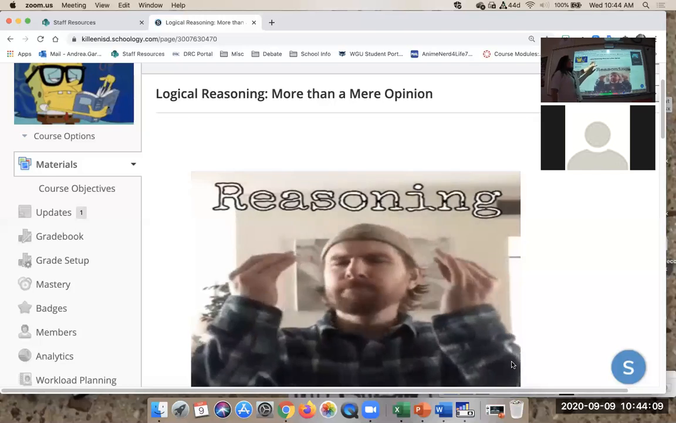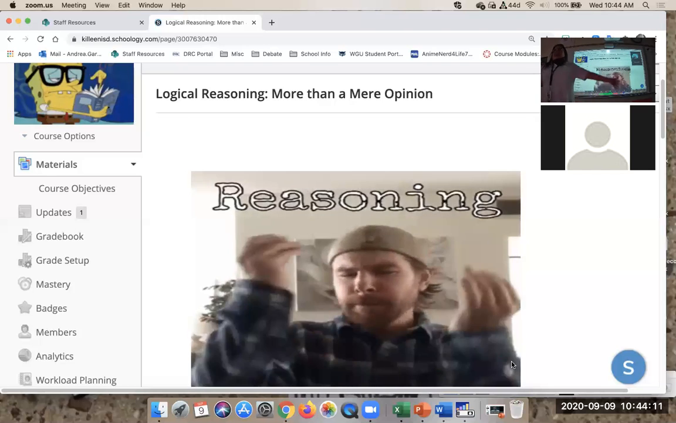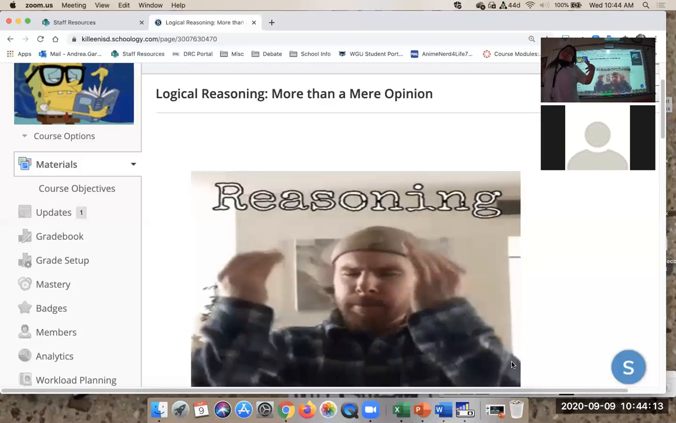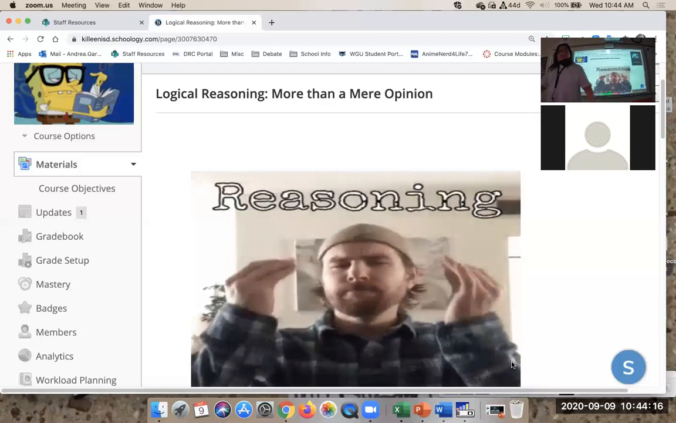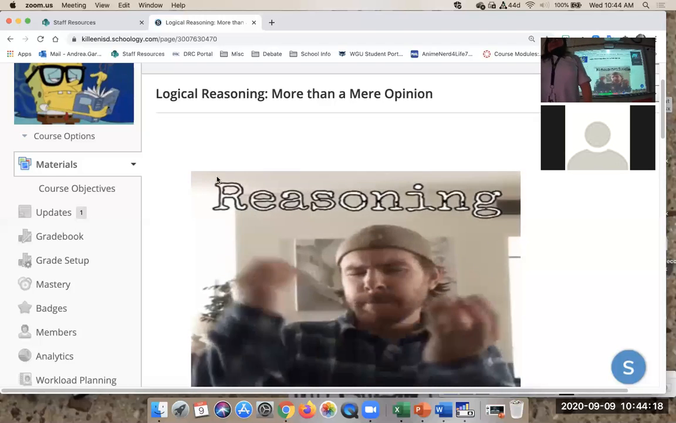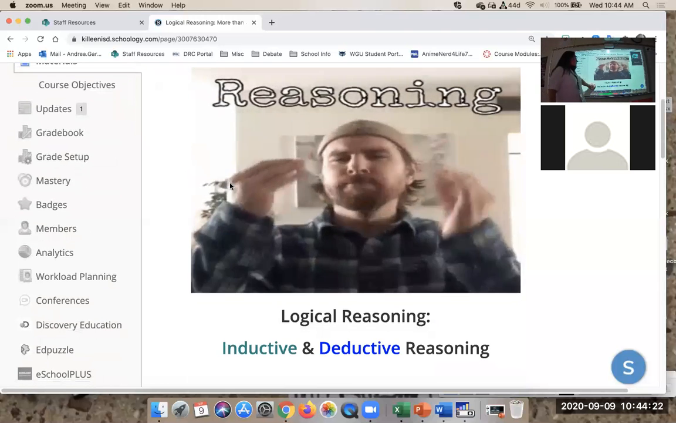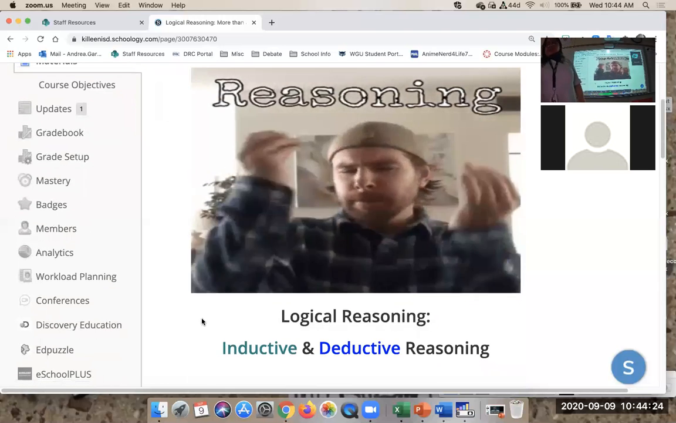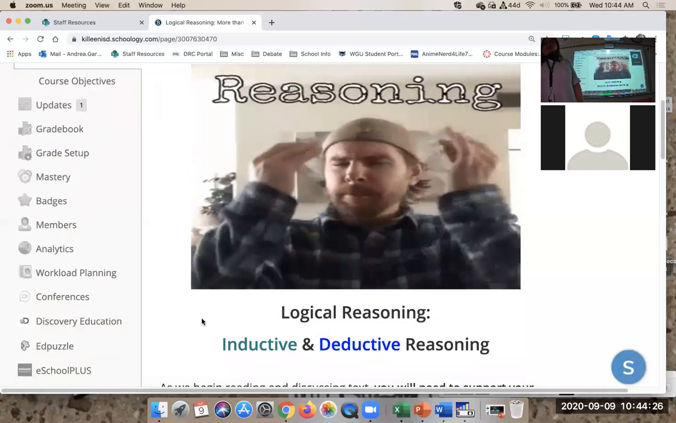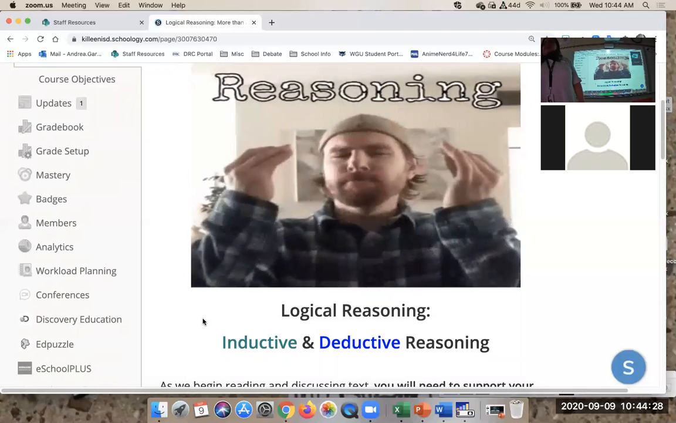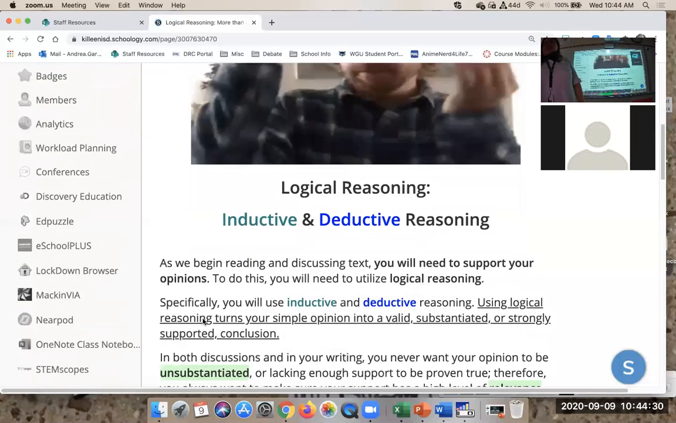logical reasoning, which is more than a mere opinion. I need everybody to be looking at me. Pay attention to the short Mexican at the front, please. Okay, so what is logical reasoning? Well, it's actually made up of two parts, inductive and deductive reasoning. Have y'all ever heard those terms? I've talked a little bit about it, yeah.